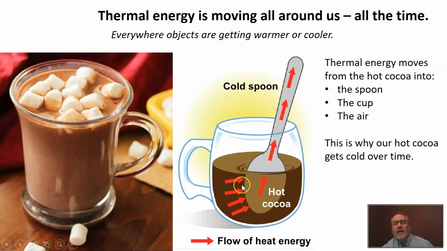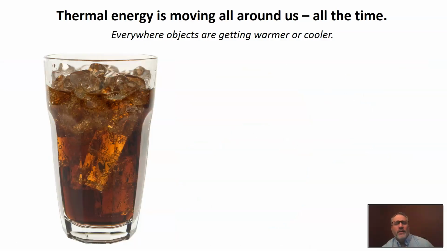So why is that happening? Well, you've got thermal energy from the cocoa that moves into the spoon, right? So the spoon is going to get warmer. Thermal energy is going to move out of the hot cocoa into the mug or into the glass. And so that's going to make the glass warmer. And some of it is even going to make its way out into the air that's around it. This flow of heat is exactly why our cocoa gets cold over time, because it's giving some of its thermal energy to the things that surround it.